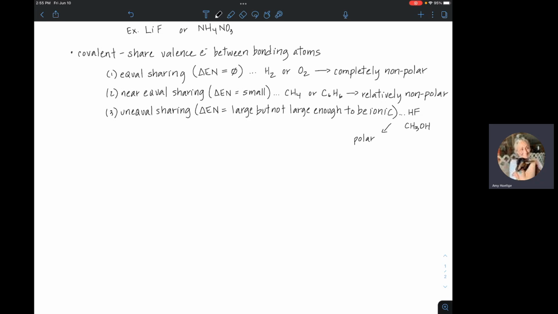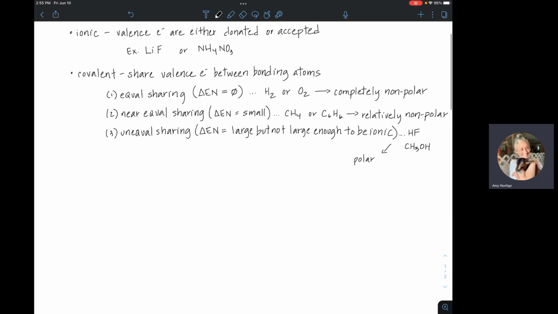So polar covalent and non-polar covalent molecules that are bonded, they're sharing electrons. They're either sharing them equally or near equally, or they're unequal sharing, where one of the atoms is kind of hogging the electron density. So, in terms of what this could look like, let's just draw out some of our symbology for this.